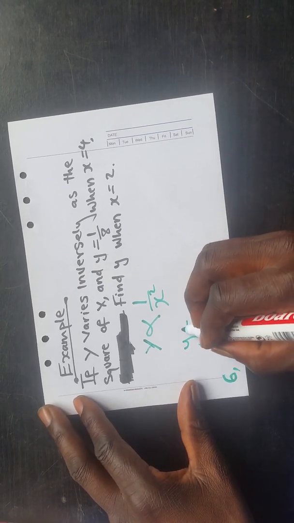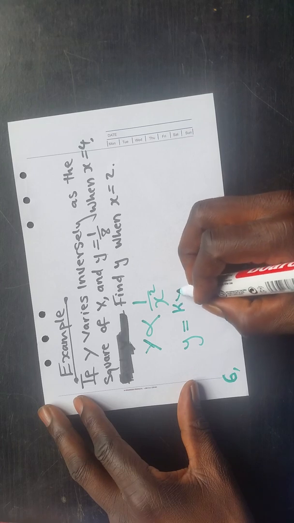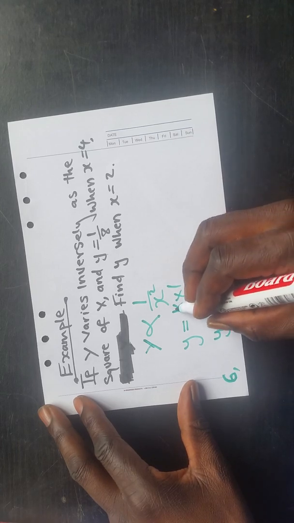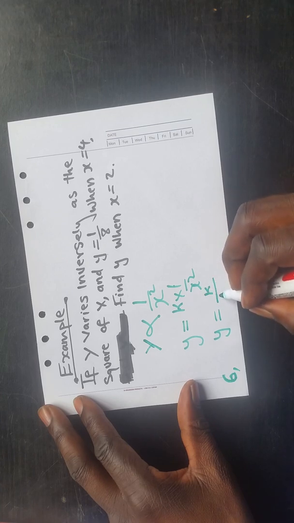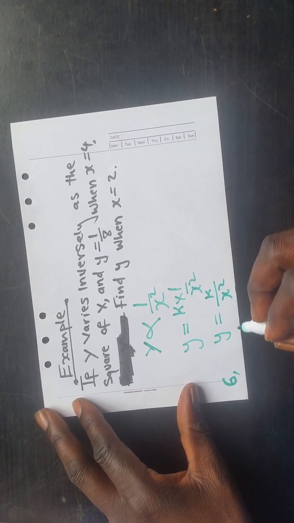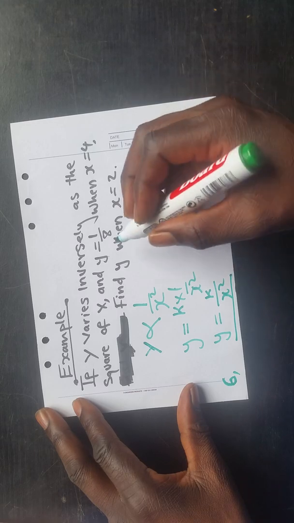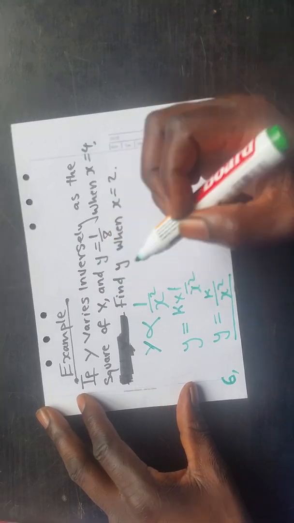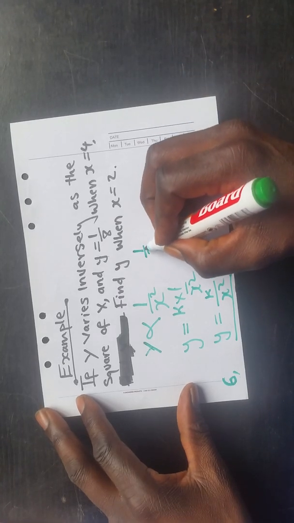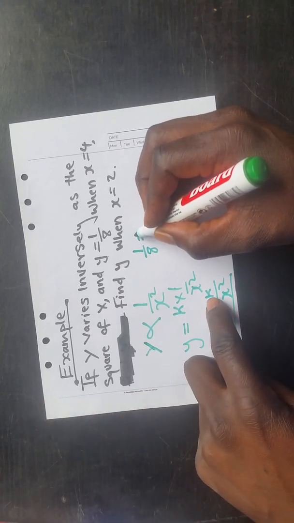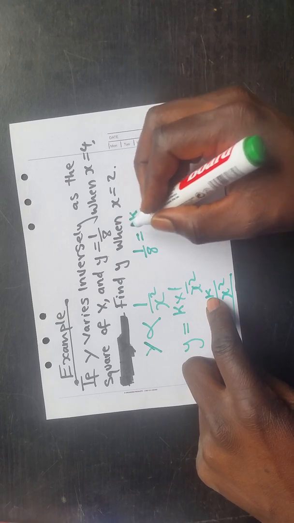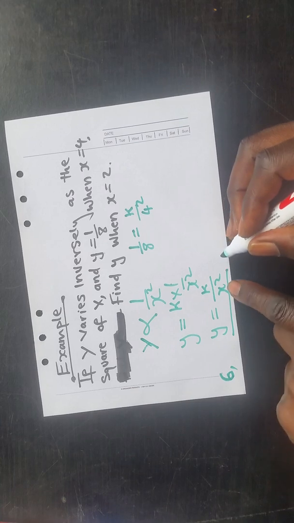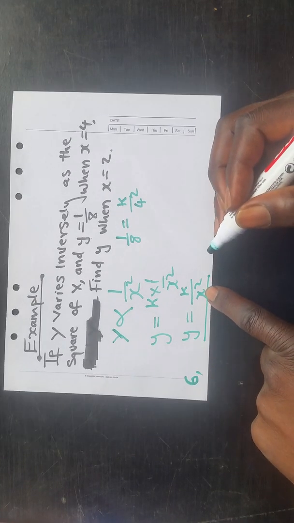So y is equal to k multiplied by 1 over x squared, which is simply k over x squared. So this is our equation. We now find the constant, the k. We have been told that y is 1 over 8. So we say 1 over 8 is equal to the constant, which we are trying to find, over x, which is equal to 4, but it is being squared because it says x squared there.